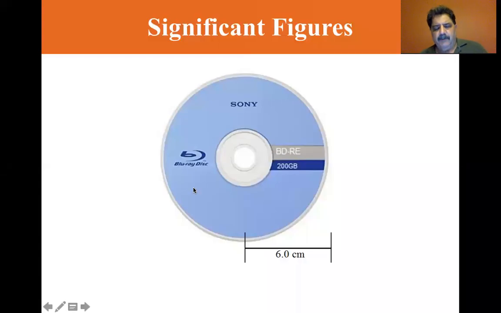All right, this is the last section of chapter 1, section 1.6, significant figures. Let's share the PowerPoint. And whenever you take a measurement, you're going to introduce uncertainty.